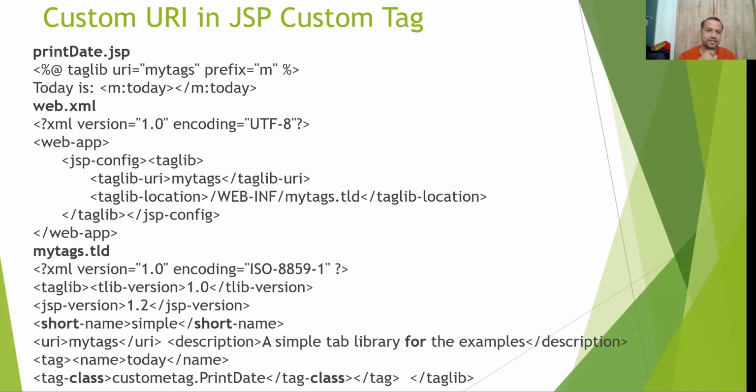So how can we skip this? With the help of the web.xml file. In the web.xml file, we have to write the jsp-config tag. Inside this, we have to mention the taglib that you have used here also. In this taglib, you have to mention two sub-elements, taglib-uri. What is the URI? Whatever URI you are going to use.